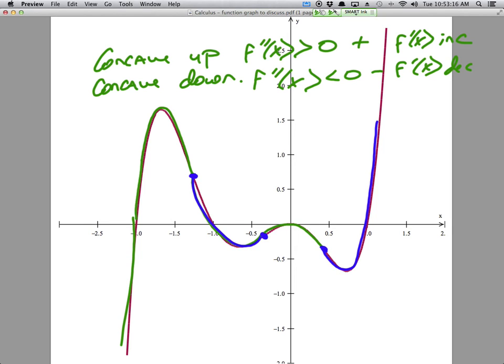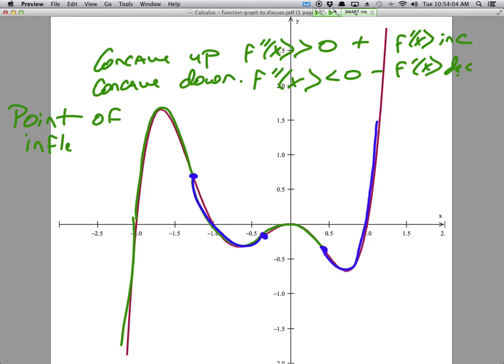Now what you've got to get used to is, if I'm talking about two different functions, one of them I have to be thinking about positives and negatives, and the other one I have to be thinking about increasing and decreasing. We never think about positives and negatives together. Since I'm talking about concave up being positive with the second derivative, I have to be thinking increasing with the first derivative. Second derivative is negative, means the first derivative is decreasing. That is concavity.